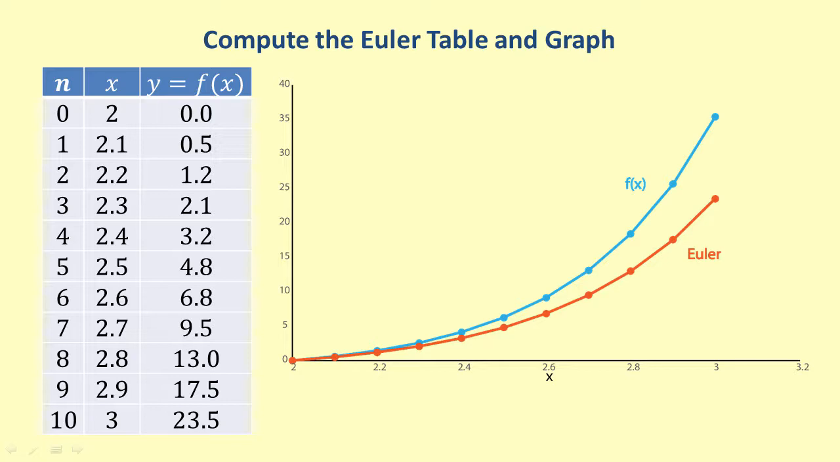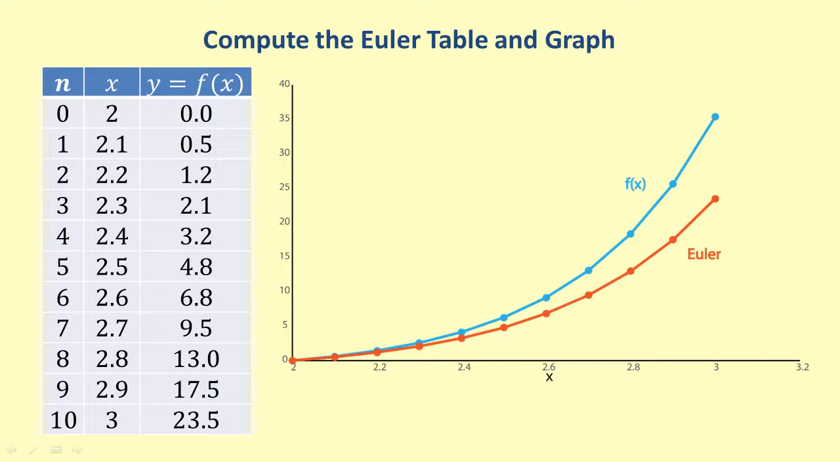On the right is a graph of the original function f of x solved from the differential equation. It is graphed from x equals 2 to 3. F of x is graphed in blue, and the Euler approximation is graphed in orange. The Euler approximation has the same shape, but since this function grows so quickly, its approximation power is growing worse.